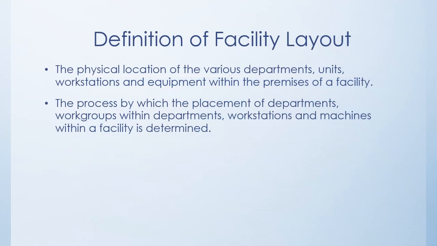Okay, the second part of this chapter is on the facility layout. So let's define what is facility layout. So facility in this chapter is referring to the building itself. Okay, bangunan tersebut or the factory, or the office. Okay, facility layout refers to the physical location of the various departments, units, workstations, and equipment within the premises of a facility. Okay, it is a process by which the placement of departments, work groups within departments, workstations, and machines within a facility is determined.